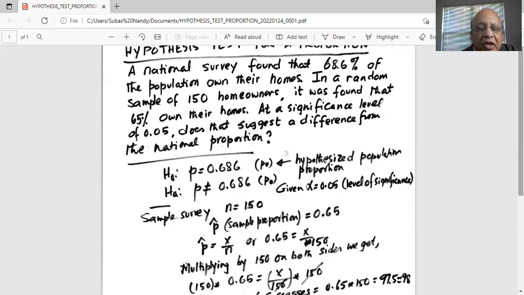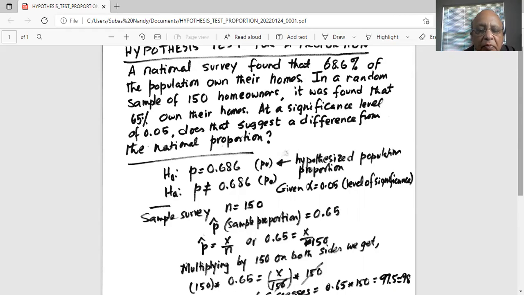Remember, level of significance is the maximum probability of making a type 1 error. What is a type 1 error? It is to reject H0 when H0 is true. That is, we should not have rejected it, but by mistake, we made an error and we rejected H0. In the sample survey, N, the sample size, is 150. So my sample proportion is given as 0.65.